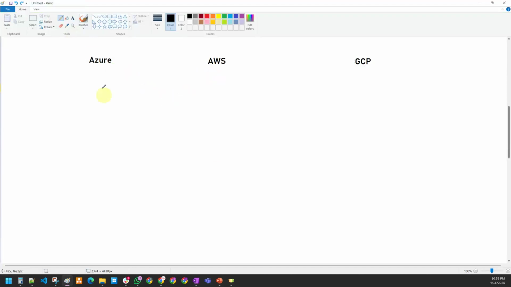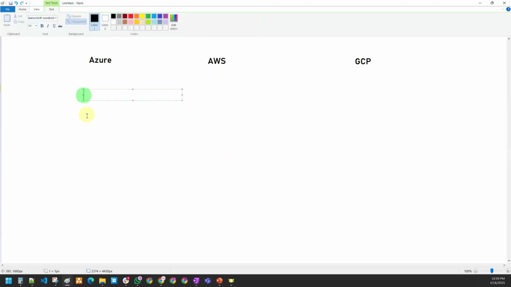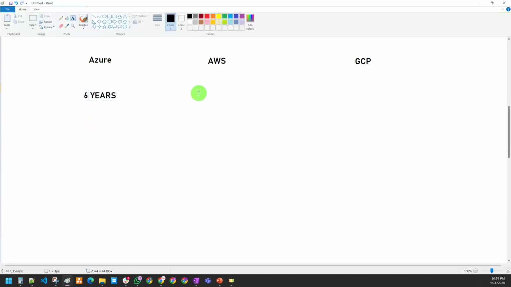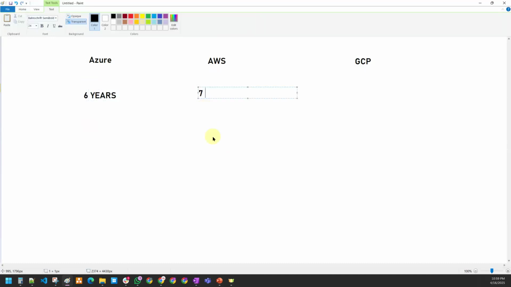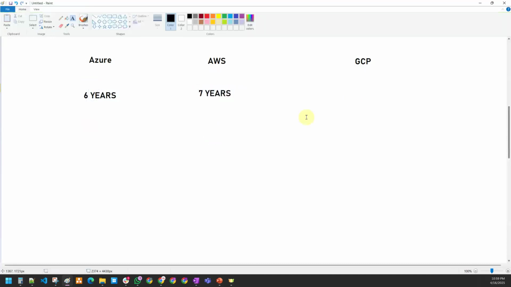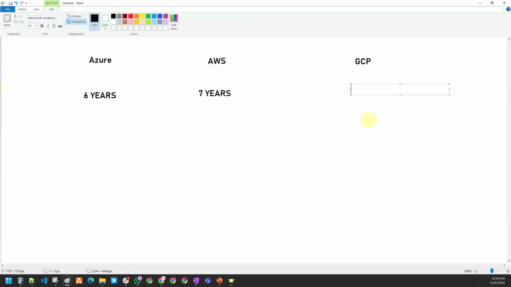Tell me guys, when did you get to know about Azure? Because Azure has been there for the last 7, 8 years, maybe 6 years. Let us just say AWS is there even before that, maybe let me take 7 years. And GCP, the maximum that we know is 3 years of experience.